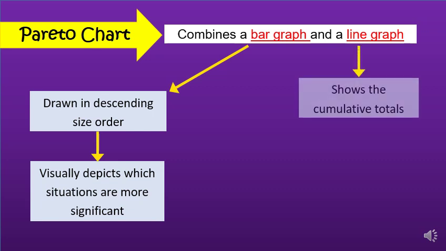And our line graph, that's going to show us cumulative totals. So this isn't showing the change of the value of a characteristic over time. This is going to show cumulative totals.